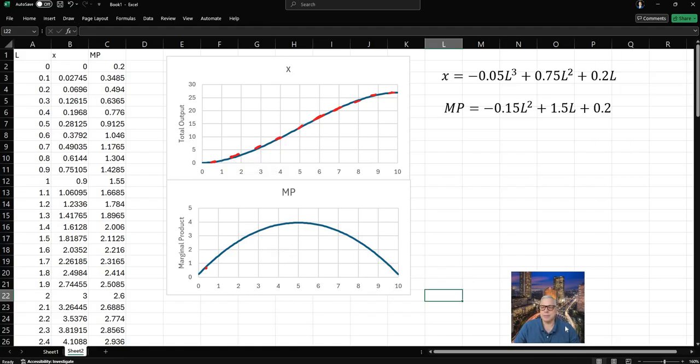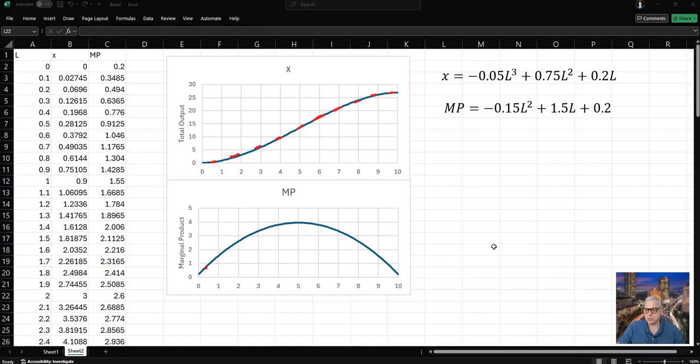Okay, and in the next video we'll still do the inversely S-shaped production function.